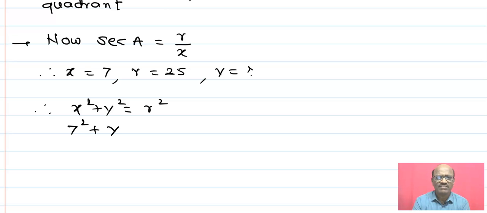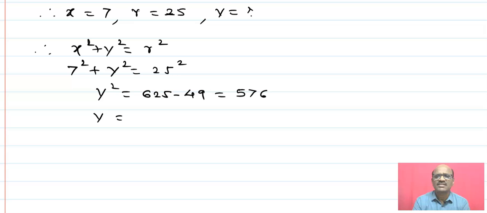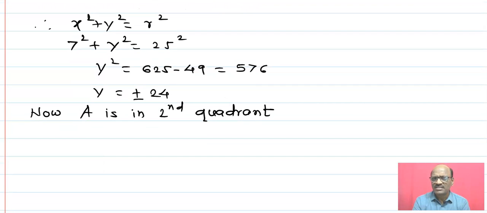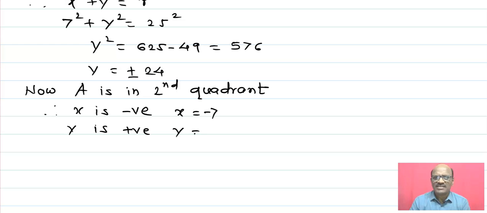Now we need to find the value of y. x square plus y square is equal to r square. Now, 7 square plus y square is equal to 25 square, and so 625 minus 49, that is y square, is equal to 576. Its square root is plus or minus 24. Now, I want to decide the sign of x and y in the second quadrant. A is in the second quadrant, so x is negative and y is positive. That is, x is minus 7 and y is 24.